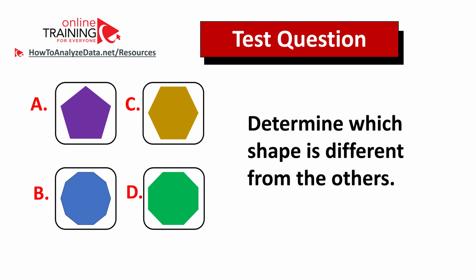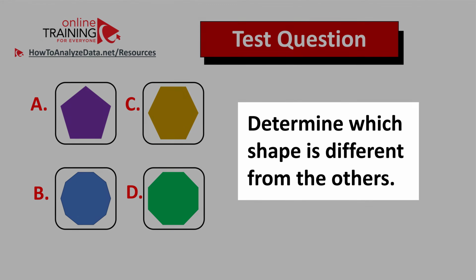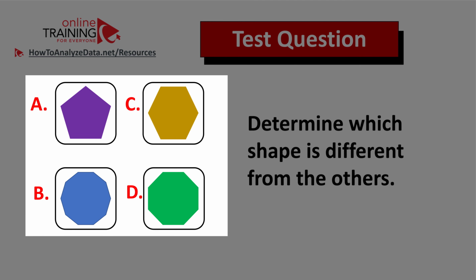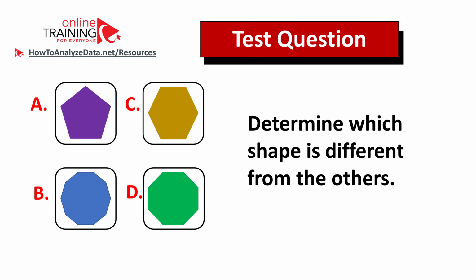Here is the question for you to try to solve on your own. Determine which shape is different from the others, and you're presented with 4 different shapes. Choice A, B, C, and D. Give yourself 10 to 15 seconds to see if you can see the answer. Do you see the solution?